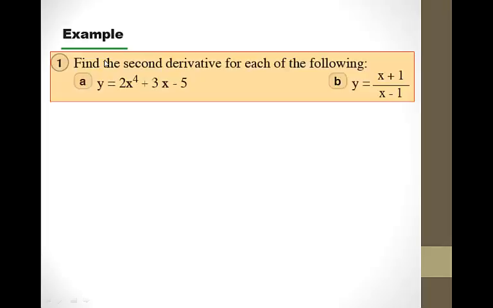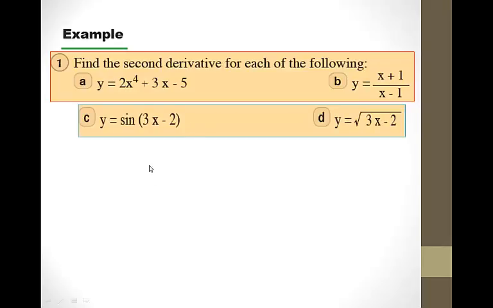Example 1: find the second derivative for each of the following: a, y equals 2x power 4 plus 3x minus 5, b, y equals x plus 1 over x minus 1, c, y equals sine of 3x minus 2, d, y equals root of 3x minus 2.